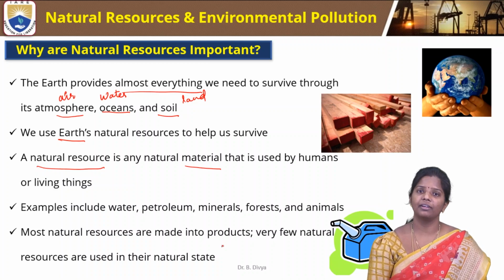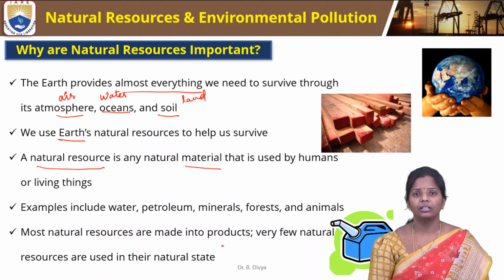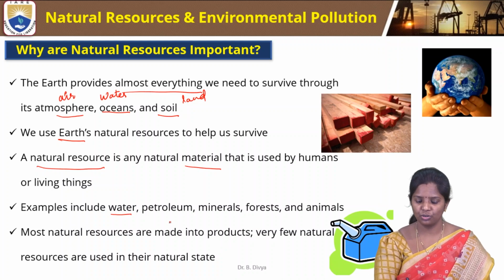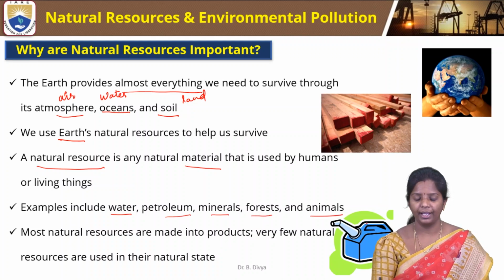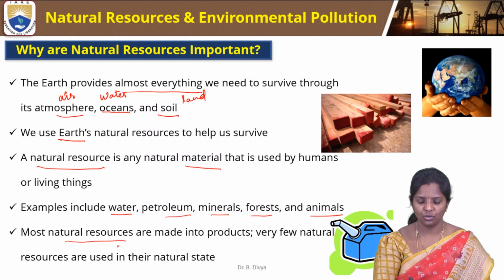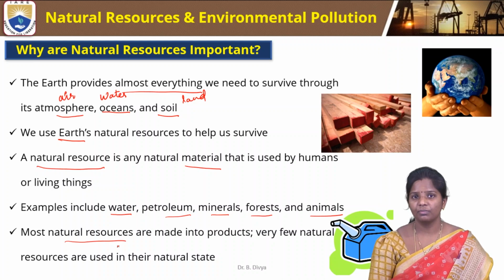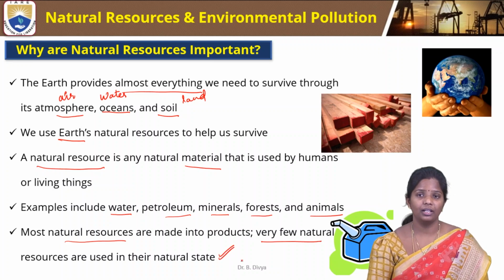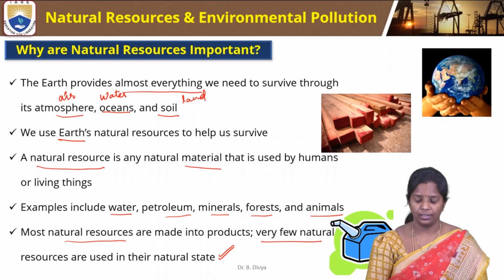Not only humans, there are other living things like plants, plankton, and animals that also survive on Earth using these natural resources. So examples are water, petroleum, minerals, forests and animals. So these are the naturally present resources for mankind. Most natural resources are made into products. Can we use minerals as such from the mine? No, they have to be converted into products for their proper usage. The only one that we can use as such from nature is water. Very few natural resources can be used from the natural state like water.